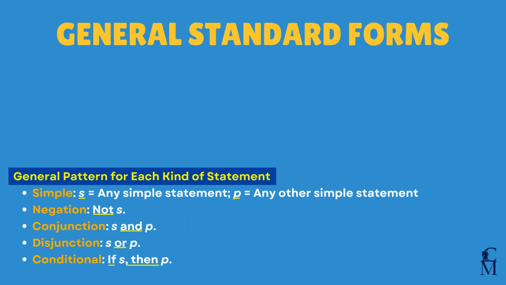The result is the standard form for each of these kinds of propositional statements. For a negation, the general pattern is not S. For a conjunction, the general pattern is S and P. For a disjunction, the general pattern is S or P. For a conditional statement, the general pattern is if S, then P. Like the standard forms for categorical statements, these forms are not actual statements. They are instead patterns, like recipes, for creating actual statements that have the associated form. We can take these standard patterns and replace a statement variable with any kind of simple statement, and the result would be a statement of the kind for the form we used.